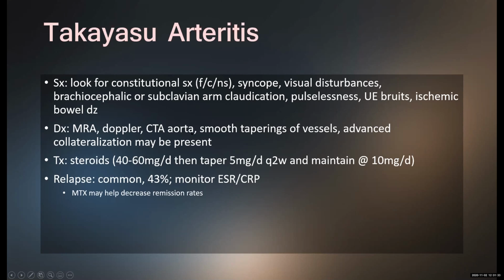So CTA of the aorta. You're going to look for that tapering, which we talked about in that first image at the start of this lecture, where it kind of tapers and then it goes back maybe and tapers again. And because of the chronicity, this is not something that just spontaneously occurs in the 30s.